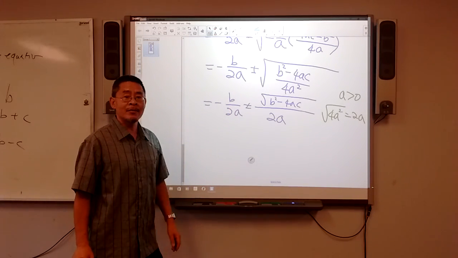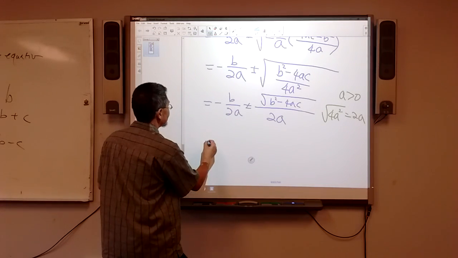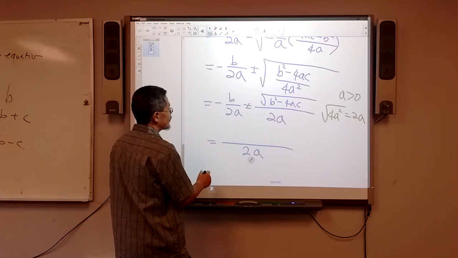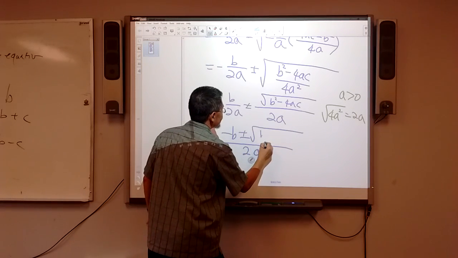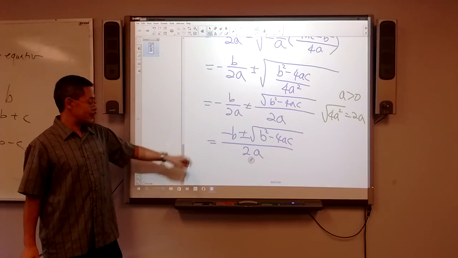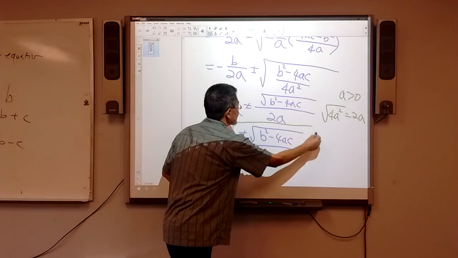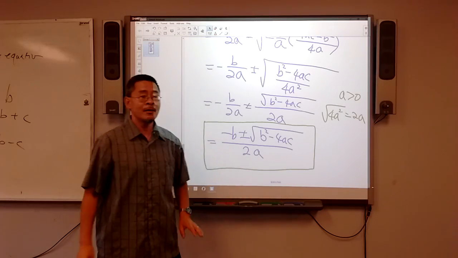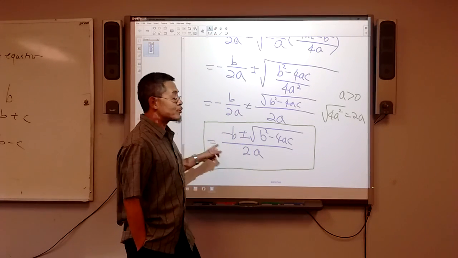Not yet. We haven't got to the formula yet. We haven't put them together. How do we put them together? Put them on the 2a on the bottom, right? Yes. Minus b plus minus the square root of b squared minus 4ac. Right? So that's our what? Quadratic. That's our quadratic formula. So how many quadratic formulas do we have? We only have one quadratic formula.